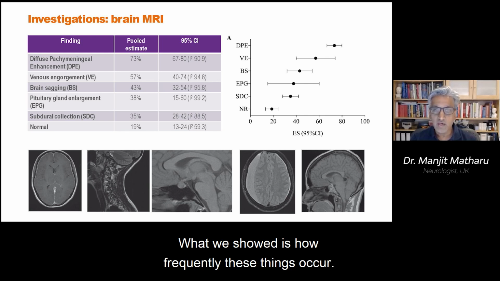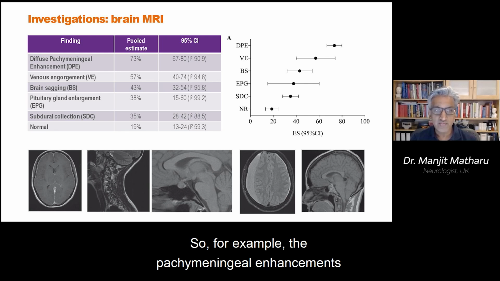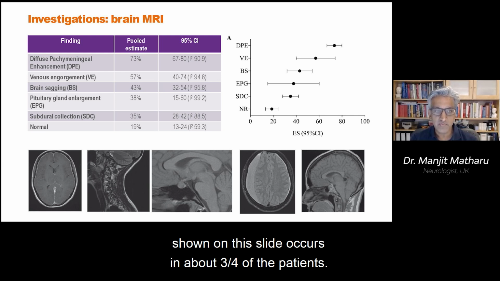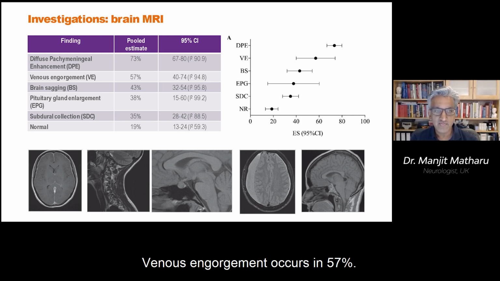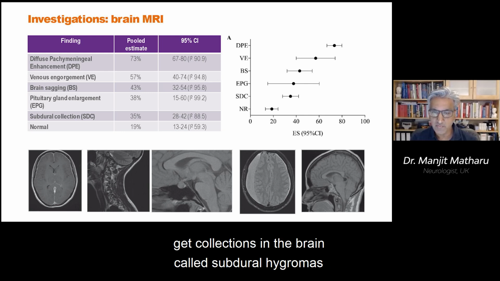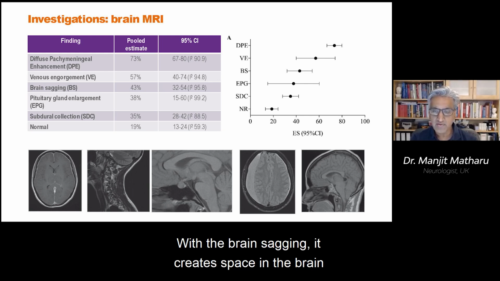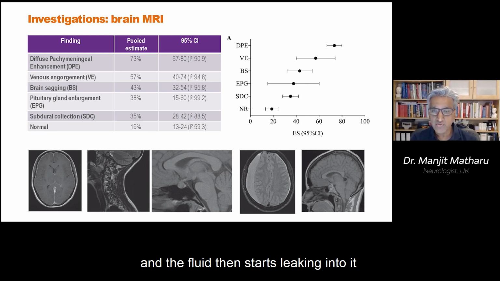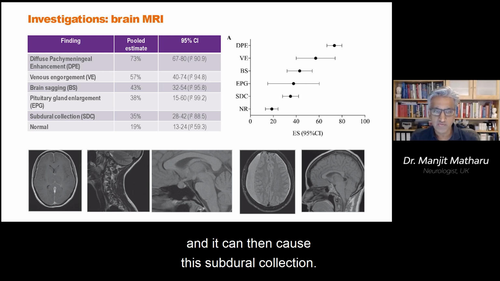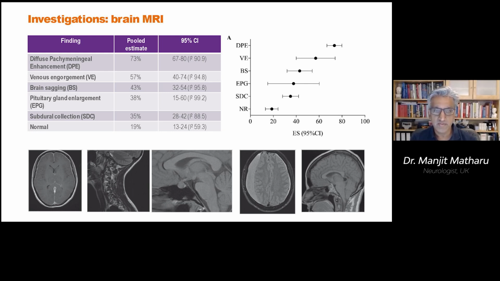What we showed is how frequently these things occur. So for example, the pachymeningeal enhancement shown on this slide occurs in about 3/4 of the patients. Venous engorgement occurs in 57%. Brain sagging occurs in 43%. The pituitary can be enlarged in about 40%, and 35% of the patients can in fact get collections in the brain called subdural hygromas and occasionally subdural hematomas. With the brain sagging, it creates space in the brain, and the fluid then starts leaking into it, and it can then cause a subdural collection.